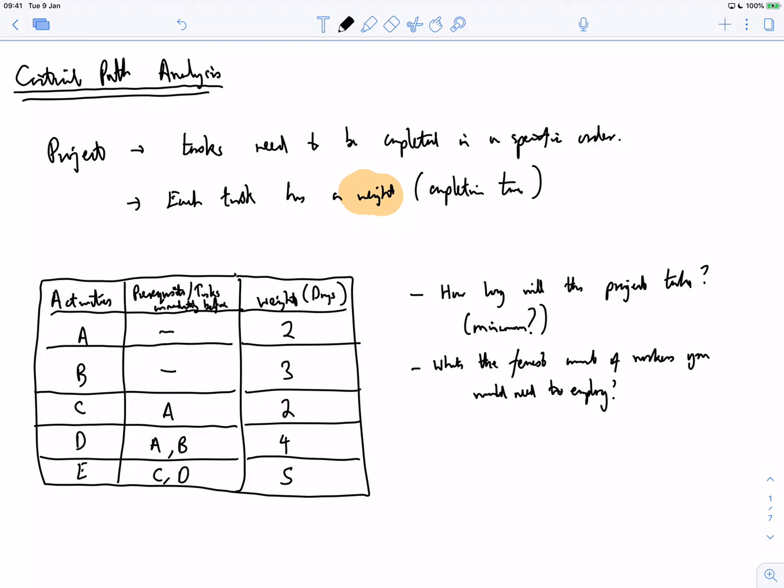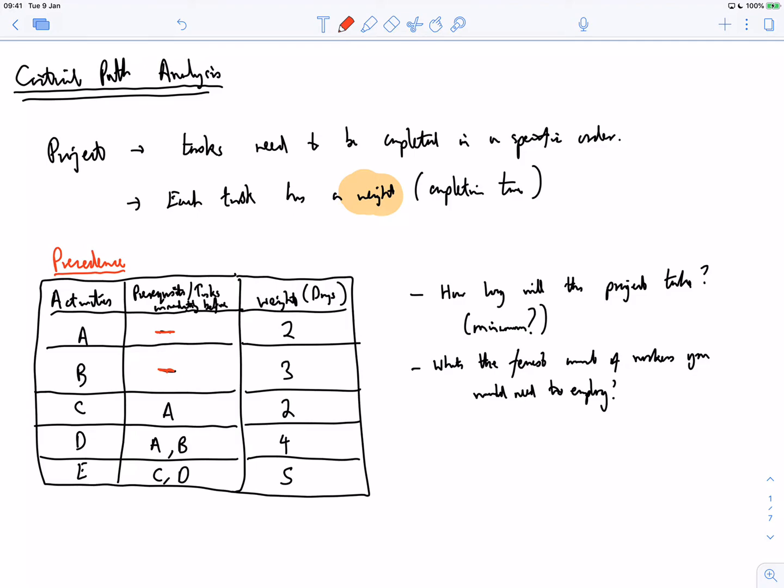Okay, when you've got an overall project and the project is broken down into individual tasks, and those tasks need to be completed in a specific order, and that specific order is set up with a precedence table over here. And the way you read a precedence table is if it's got a dash like that and a dash like this, then it's got no prerequisites. You can start task A and B on its own.